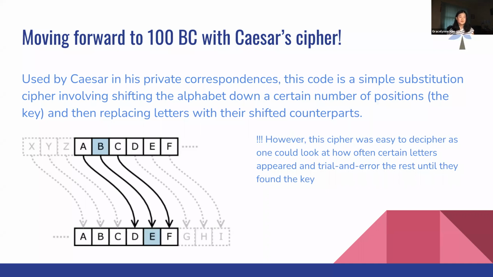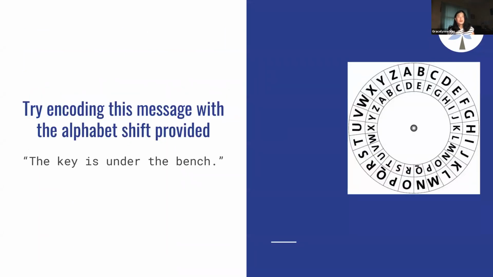Okay, so now let's move on to an example. Try encoding this message with the alphabet shift that I provided. The key is under the bench. Again, I'll give you around 3 minutes to try this one, and you can put your answer in the chat when you're done.